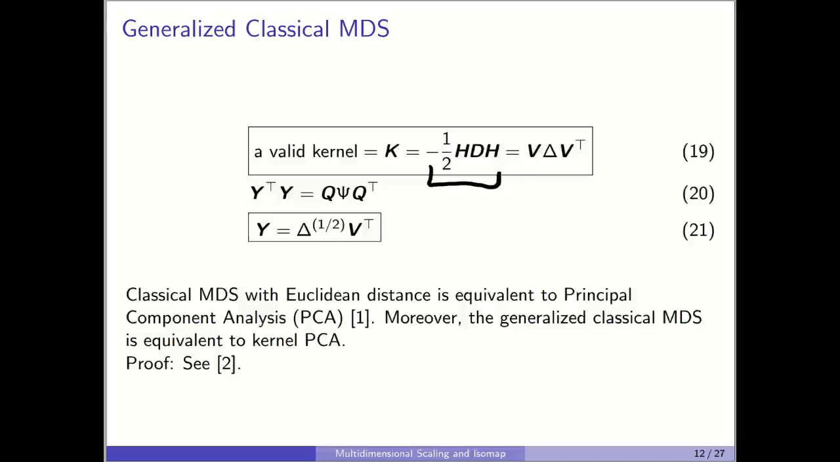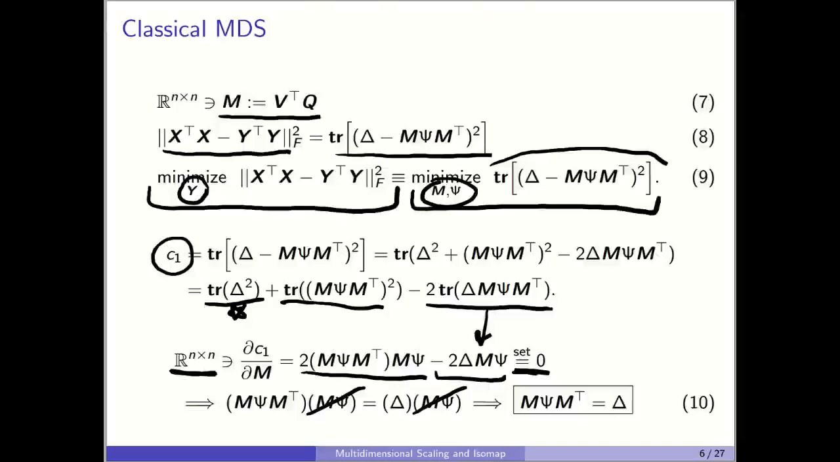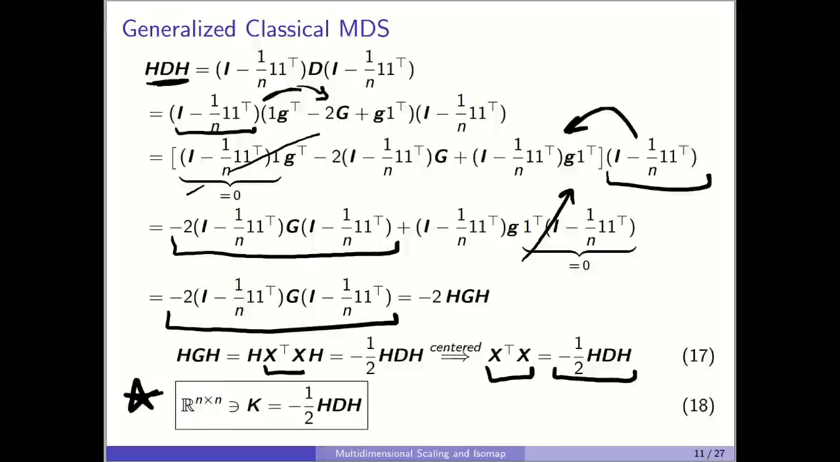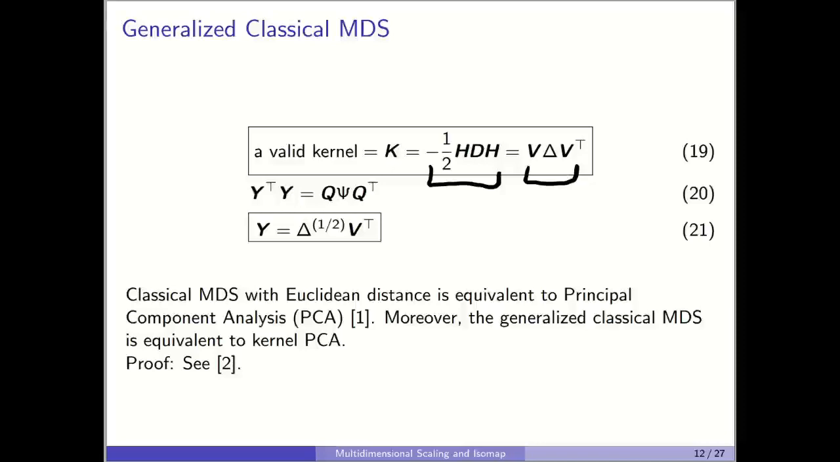And if we apply the eigenvalue decomposition on this: previously in MDS, we applied eigenvalue decomposition on the linear kernel, equation 5. However, here, let's apply eigenvalue decomposition on any valid kernel which can be written as minus half HDH. Then we can find the embedding again using this formula as we had before. So the only difference is that we are using any valid kernel, like the RBF kernel.